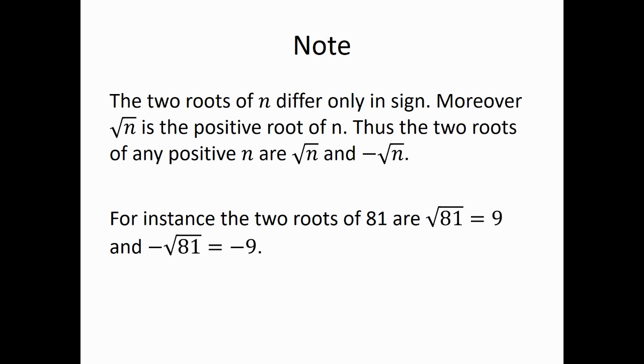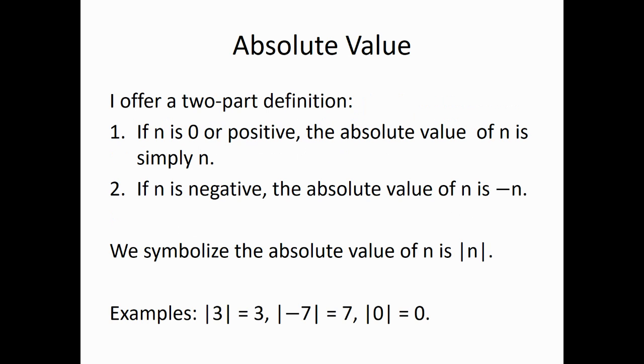Now, here's something we know about the two square roots of n. They differ only in sign, like for instance, our example of 9. It had two square roots. They were 3 and negative 3. And those differ only in sign. But we also know that radical n is the positive square root of n. So it must follow that the two roots of any positive n are the square root of n and the negative of the square root of n. So for instance, the two roots of 81 are the square root of 81, that is the principal square root of 81, which is equal to 9, and the negative of the principal square root of 81, which is equal to negative 9.